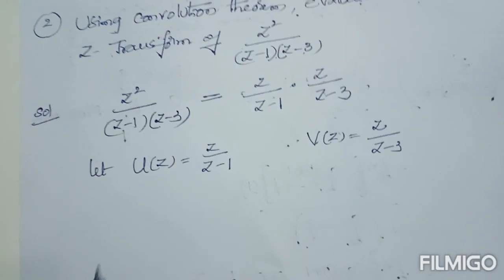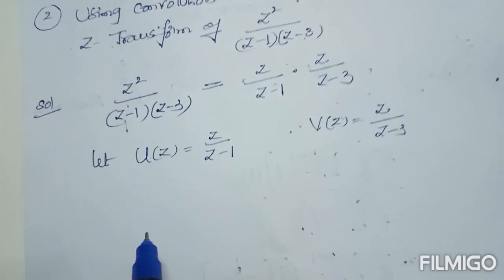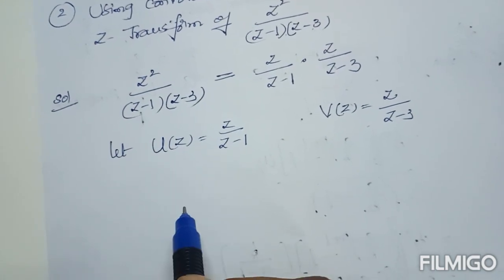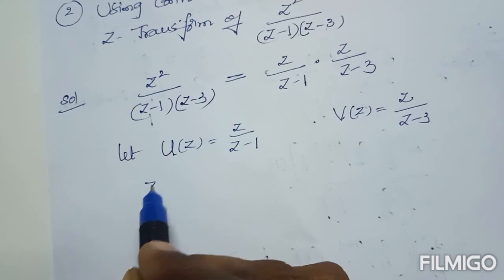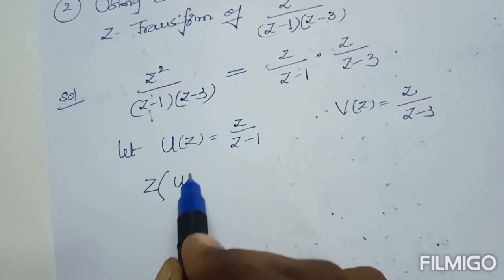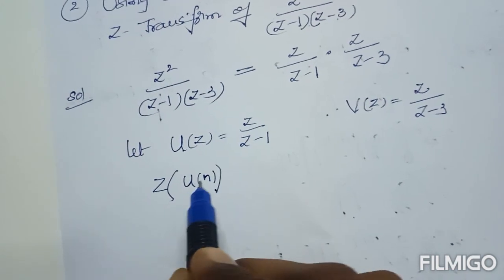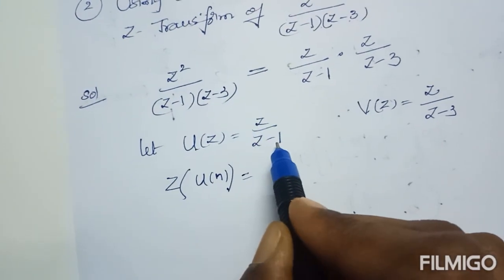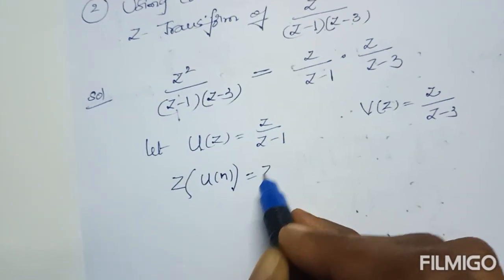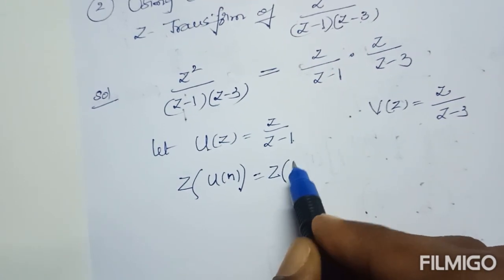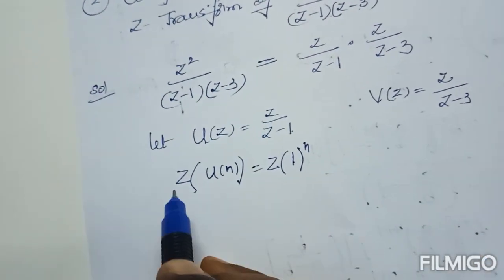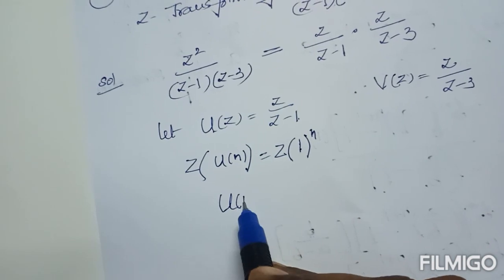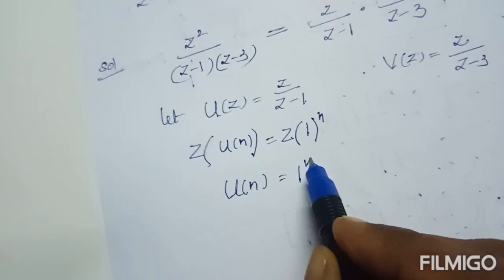Two functions clear. Next we need corresponding sequences. Function in n, U(z) is there. From this we have to define u(n). So U(z) actual meaning is the z transform of u(n). Z transform of u(n) equal to U(z). Standard definition: z by z minus a form is the z transform of a power n. Here a is 1, so a power n is 1 power n. Now we can cancel the z transform on both sides. By cancellation we will get u(n) equal to 1 to the power of n.